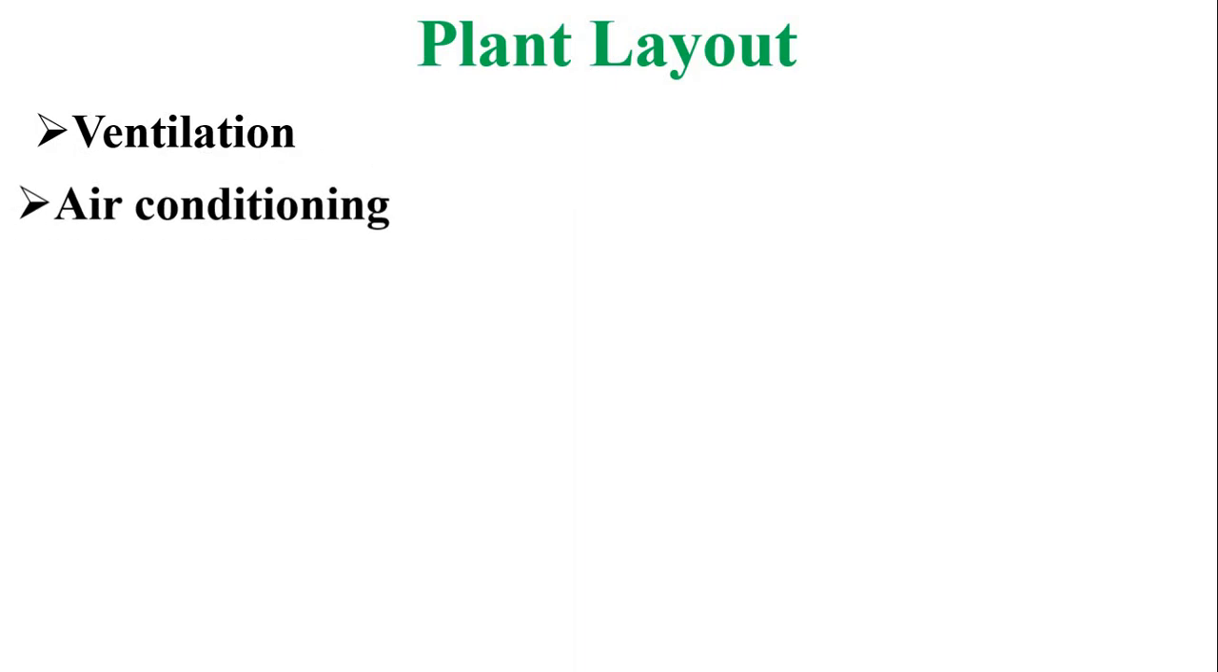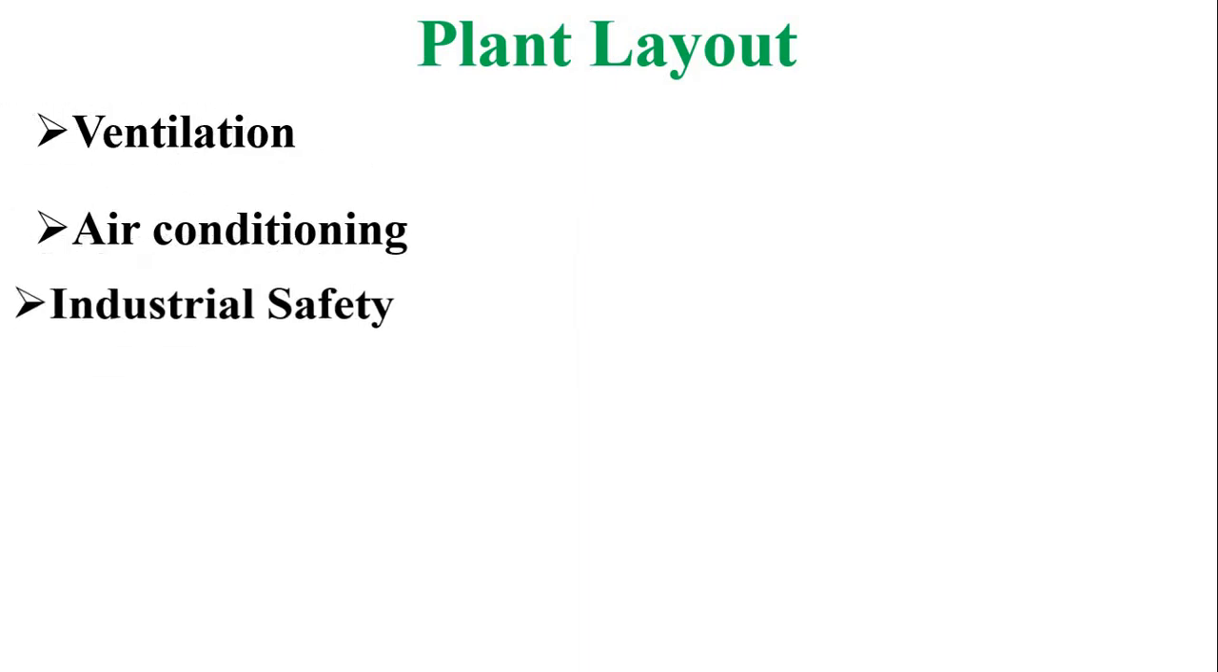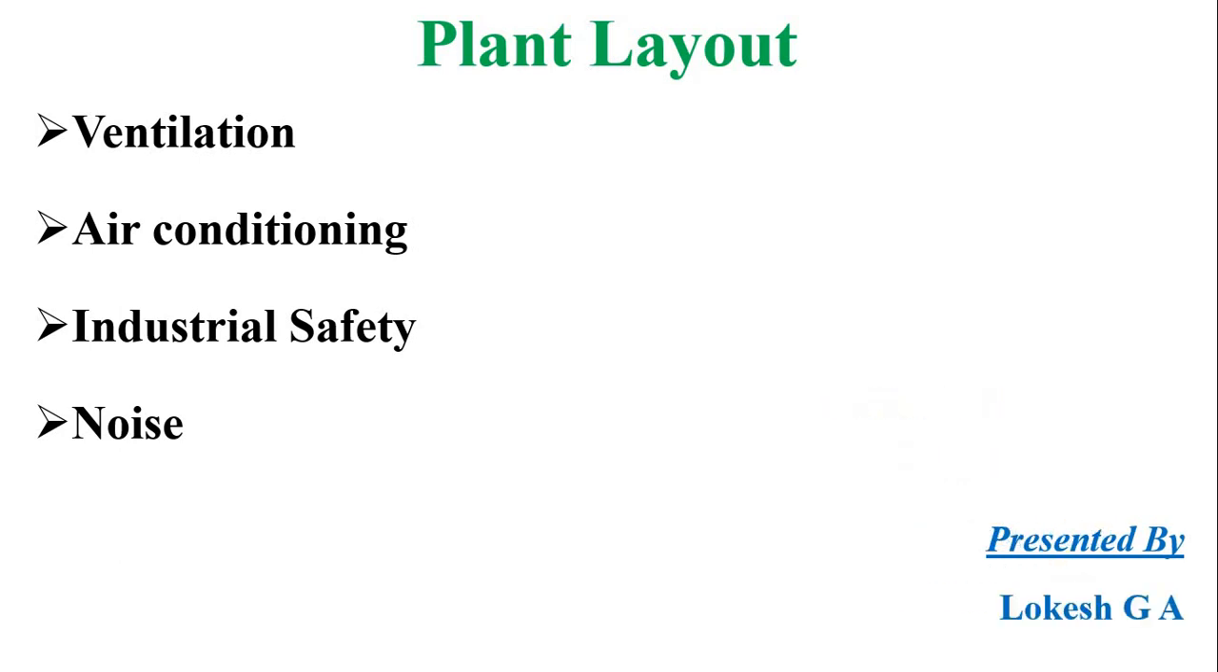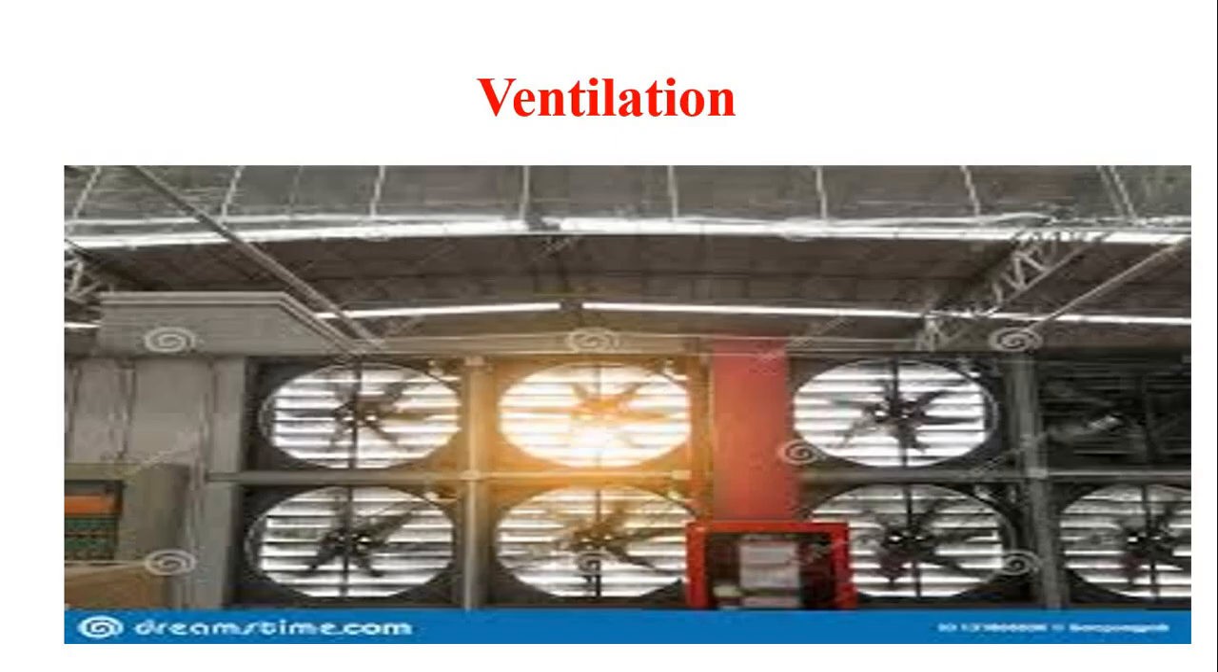Today I am going to discuss plant layout. Under that, a few contents which I would like to discuss. The first one is ventilation, air conditioning, industrial safety, industrial noise. These are all the contents which I would like to discuss under unit number 2, plant layout and location. Let us discuss one by one. The first one is ventilation.